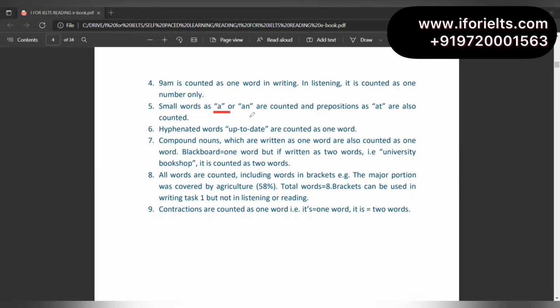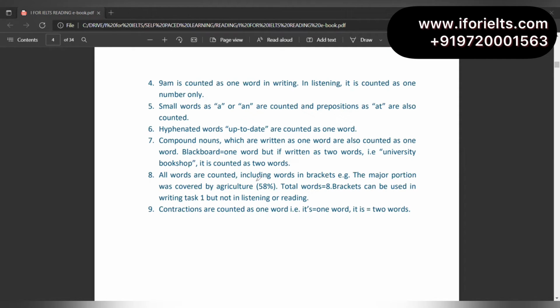Small words like a, and, and prepositions like at, all are counted. Hyphenated words like up-to-date are counted as one word. Compound nouns which are written as one word are also counted as one word. Blackboard, this is one word. But if it is written as two words, that is university bookshop, it will be counted as two words.